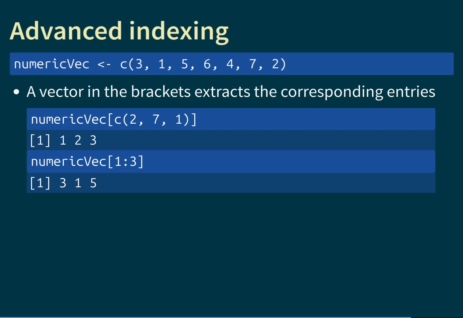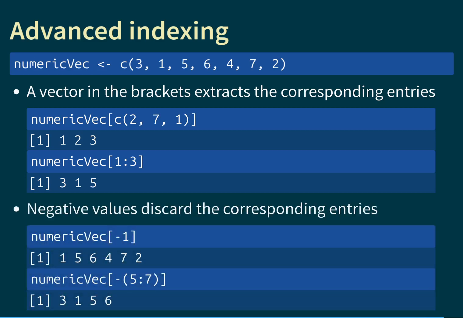Similarly, if we want to access the first 3 entries of the vector in that order, then we could say numeric vec, and then in the square brackets we put in 1 colon 3, which by now we know is shorthand for the vector 1, 2, and 3. So we extract the first 3 entries of the vector, which, if you look at the definition, is 3, 1, and 5, and that is exactly what this function returns to us.